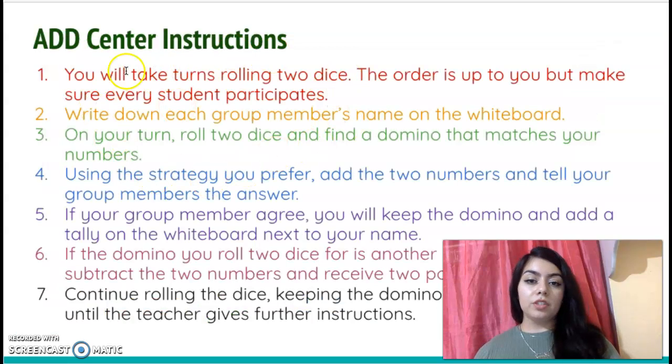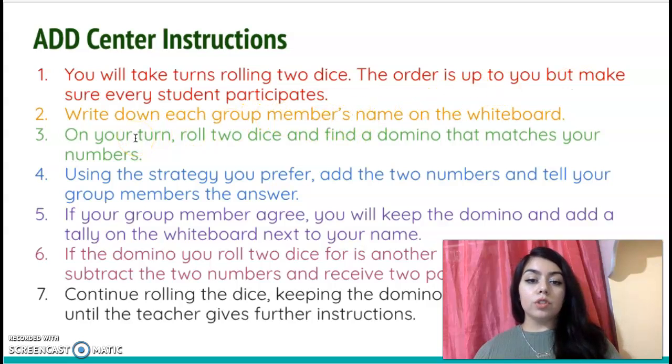So this would be the instruction card that the students will read or have it be read to them. It's simplified from the description because we want to make it as straightforward and as easy as possible for students to understand. So I directed it to the students. So you will take turns rolling two dice. The order is up to you, but make sure every student participates. Write down each group member's name on the whiteboard.